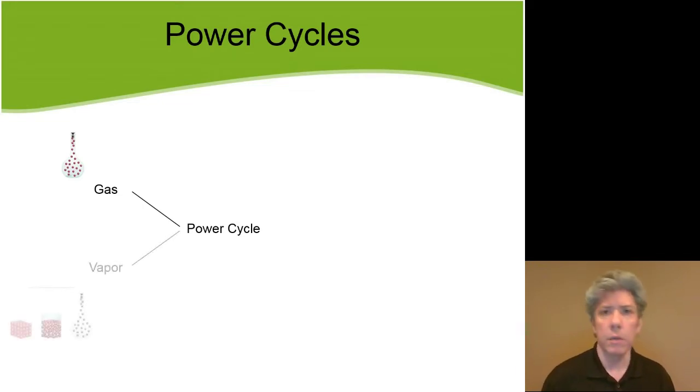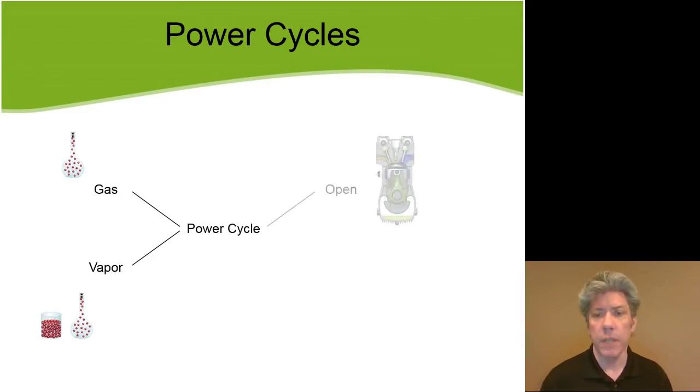There are also engines that use a working fluid that moves back and forth between its gas and liquid phases. So you don't have one under the hood of your car. You might if you were riding around in a Stanley steamer, or if you were being pulled by a steam locomotive. Then that would be a power cycle where the engine is based on a working fluid, in that case water, that goes back and forth between the gas and the liquid states or phases.